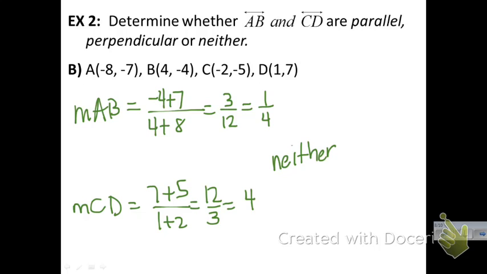What it does mean is that eventually if we graph these two lines, they will intersect at some point.